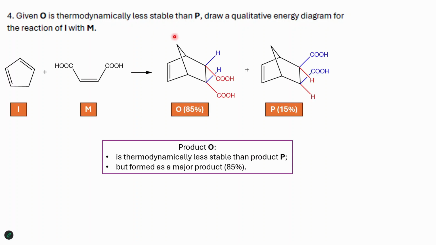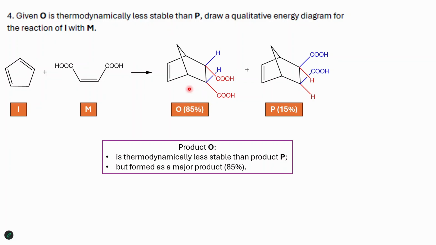So we already know this, right? We have hydrocarbon 1 reacting with M, which is the cis isomer, and there are two possibilities, compound O and compound P. In O, we have both groups endo, and in P, we have both exo. And they told us that O is thermodynamically less stable. This is a given fact. But O is 85%.